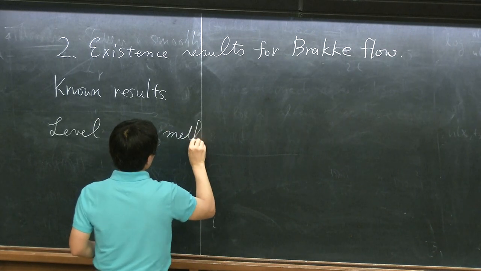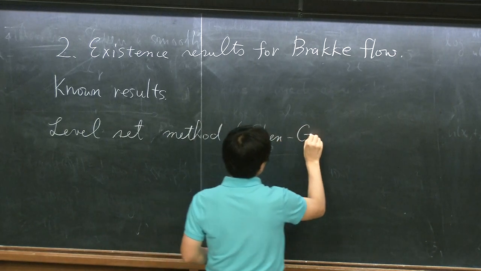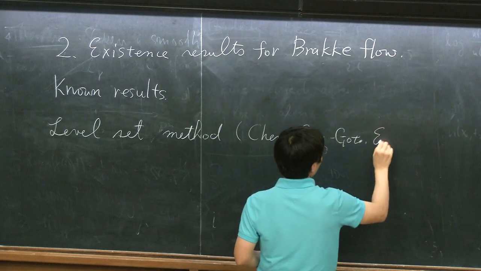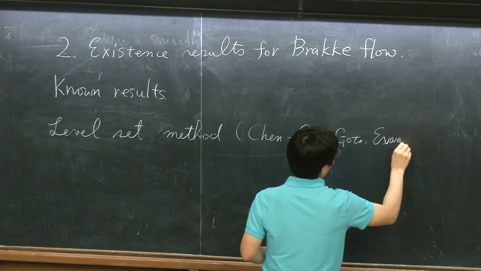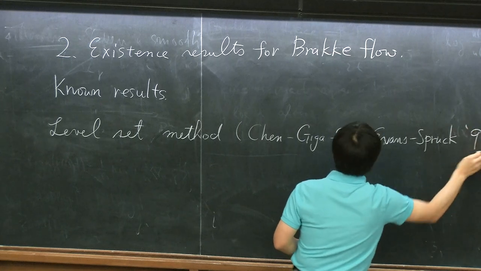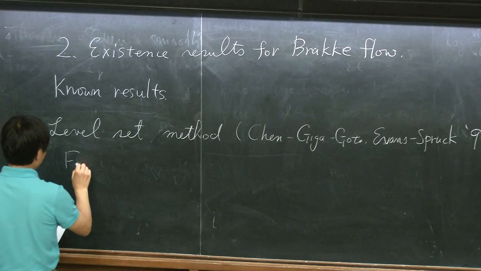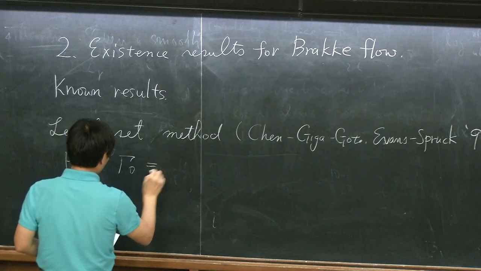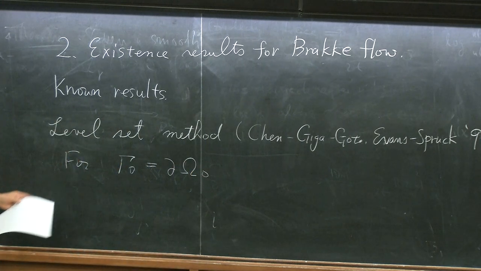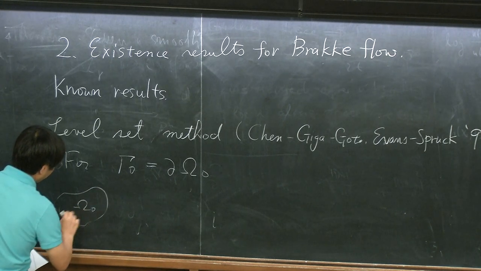This is a method, a work by Chen, Giga, Goto and Evans, Spruck, 91. This is an approach where you are given this Gamma zero, which is given as a boundary of a domain, Omega zero. So this is your initial data. You have an Omega zero, and then you have a boundary.